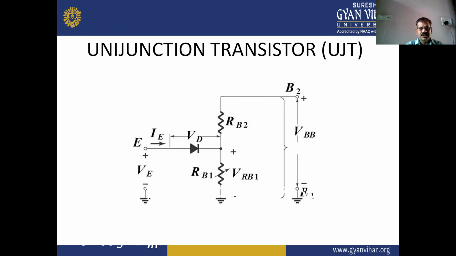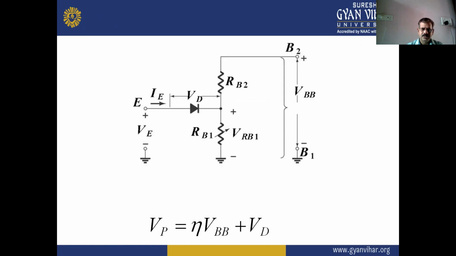This is also the equivalent circuit of the UJT. Now next is the peak voltage in the UJT. The peak voltage of the UJT will be eta VBB plus VD, where VD is the voltage across the diode, and that is 0.7 volt for a semiconductor diode. So VP equals eta VBB plus VD.